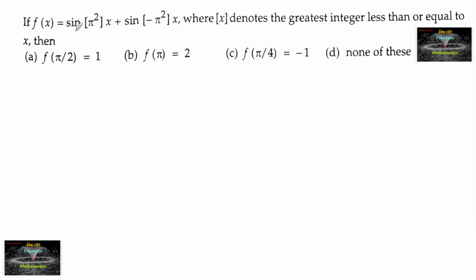If f of x is equal to sine [step of pi square x] plus sine of minus pi square x, where [x] denotes the greatest integer less than or equal to x, then among the three options, f of pi by 2 is 1, f of pi is equal to 2, and f of pi by 4 is equal to minus 1, and option D none of this. Let's check out.